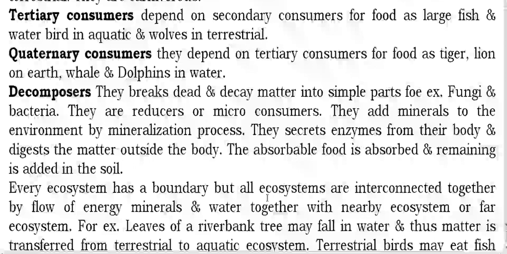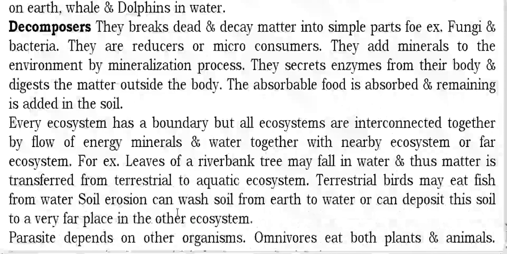Every ecosystem has a boundary, but ecosystems are interconnected together by flow of energy, by flow of minerals, by water, and with the nearby ecosystems. Sometimes some organisms may cross the boundary into another ecosystem. For example, leaves of a riverbank tree may fall in water, or they may also move in the water to a large place.